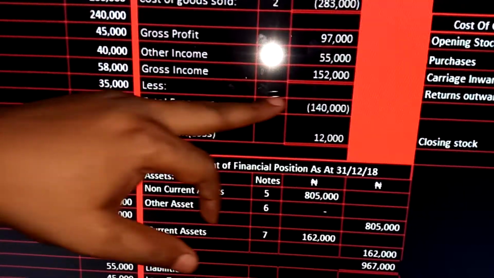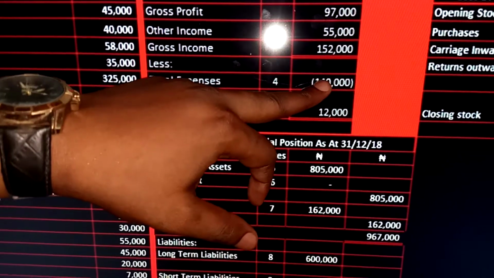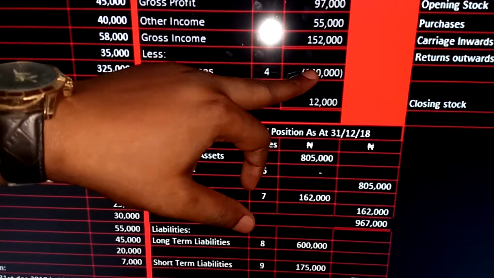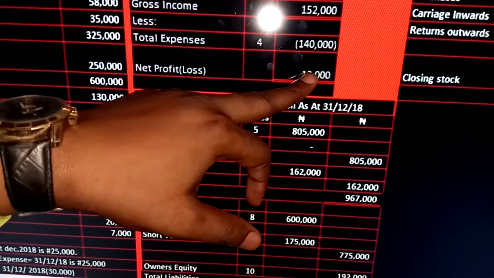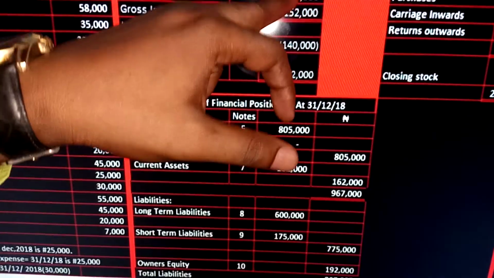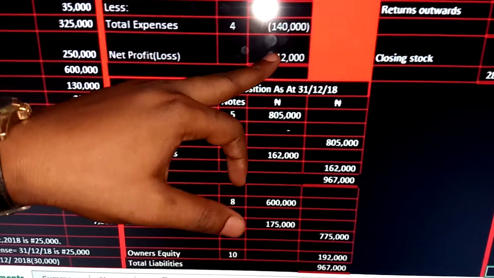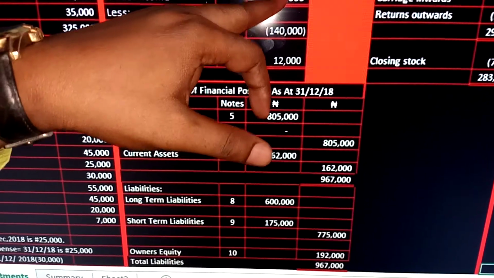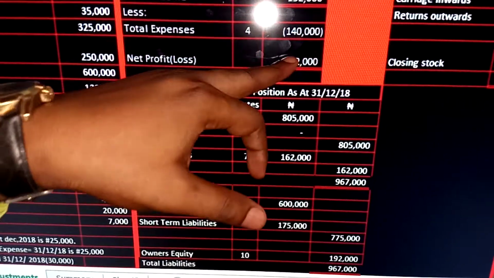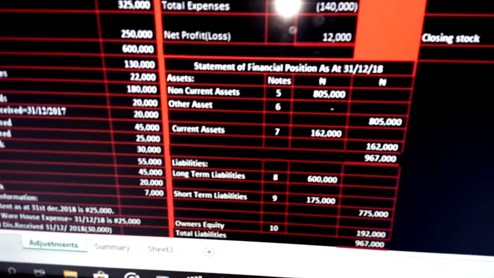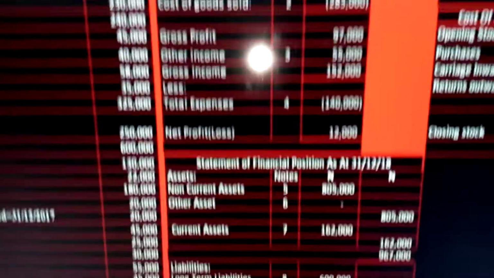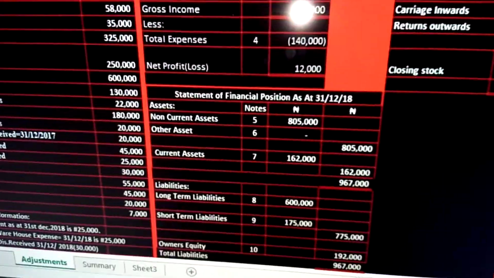That's what you have here as your total expense, 140,000. So when you minus total expense from your gross income, you have your net profit here to be 12,000. If your total expense is higher than your gross income, then you're going to have a net loss. But in this case, your gross income is higher than your total expense. So you have a net profit. So that is it for the trading profit and loss.